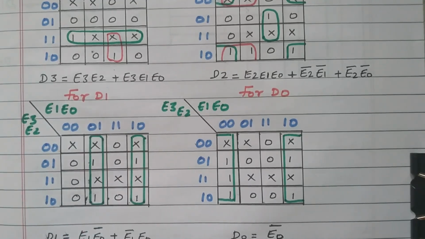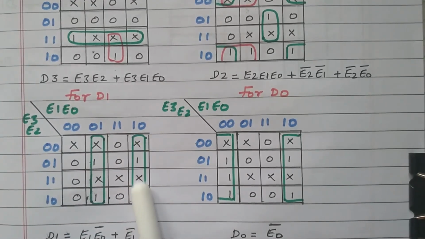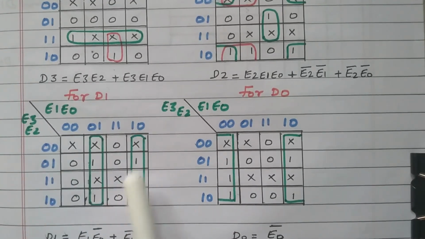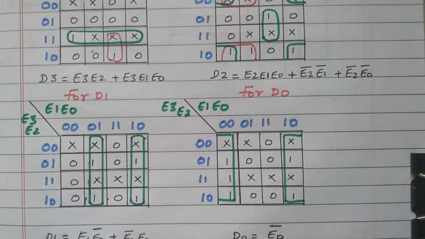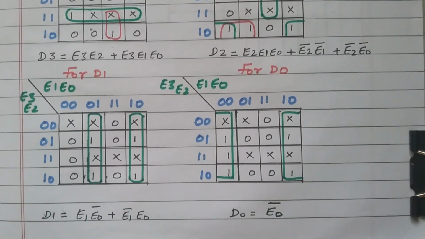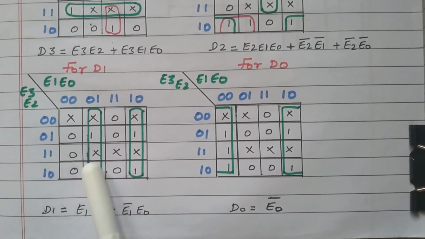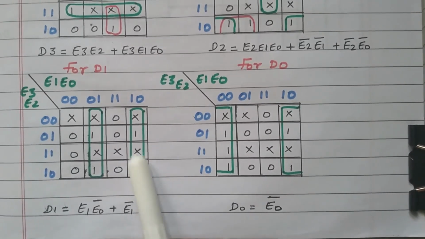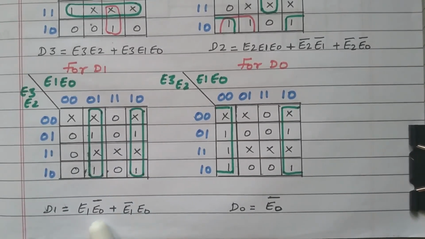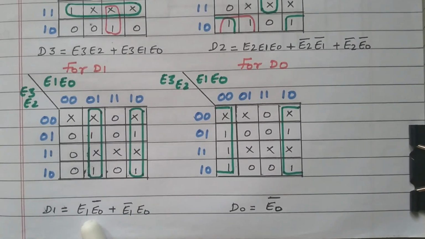E1 dash E0. And while grouping these 4 cells, again the corresponding rows are cancelled. Only this column is available. 1 0. 1 means E1, 0 means E0 dash. So E1 E0 dash, right? So while grouping this cell we have E1 dash E0, while grouping this cell we have E1 E0 dash, so E1 dash E0 plus E1 E0 dash, right?